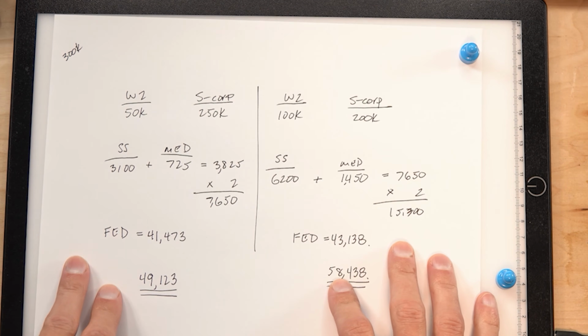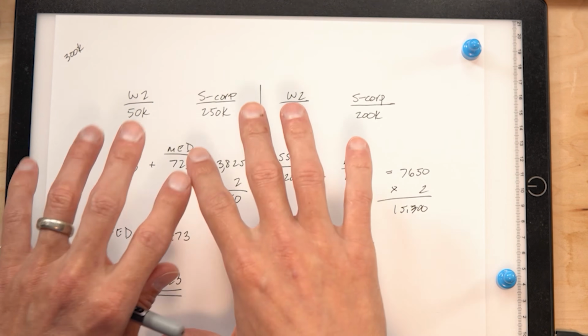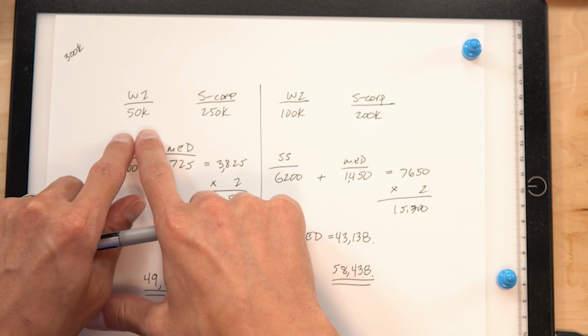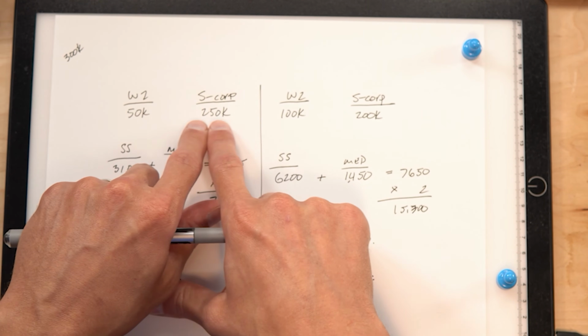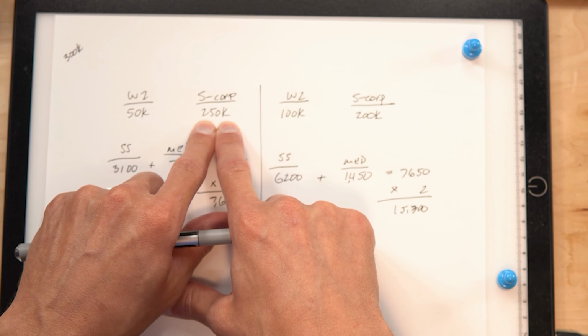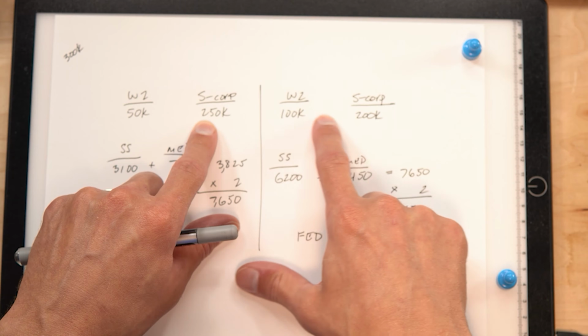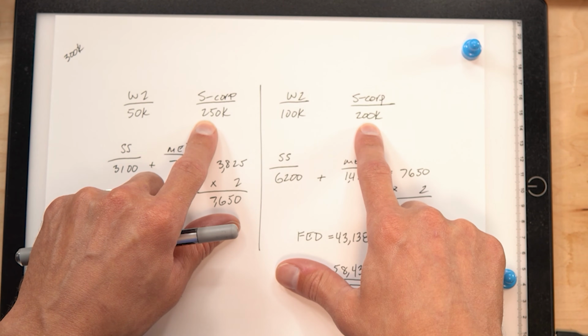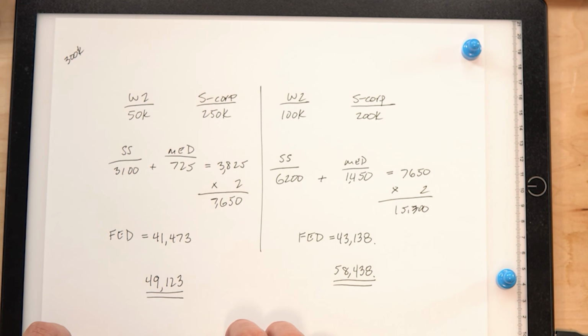Taking a look at this example, this is somebody that's earning $300,000. I have two scenarios here. In scenario one, our W-2 is $50,000 and our S-Corp distribution is $250,000. In the second scenario, it breaks down to $100,000 in W-2 and $200,000 in distributions. So let's stick with the first scenario for just a second.